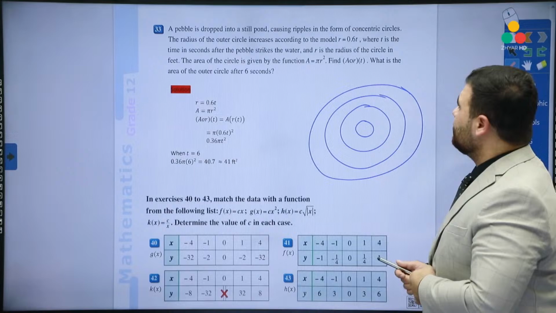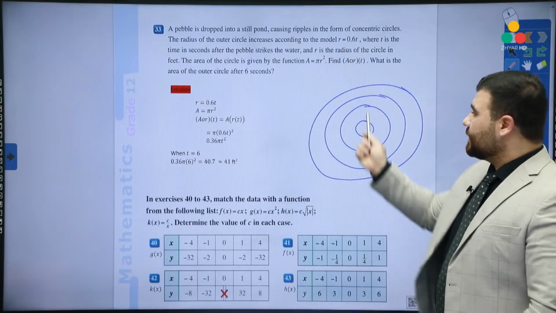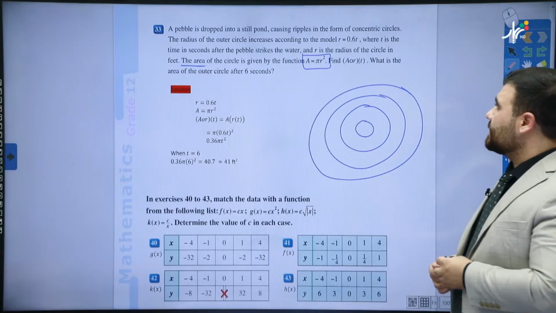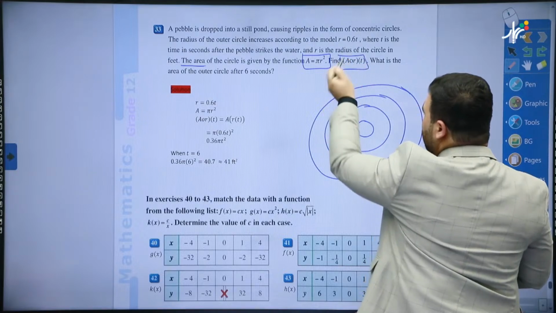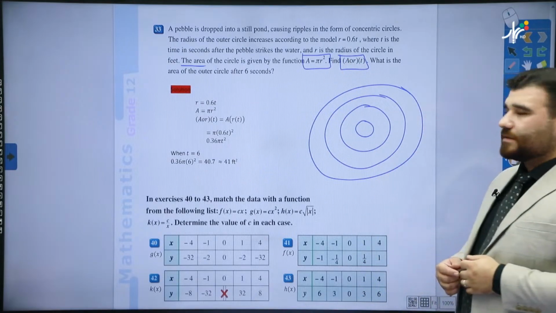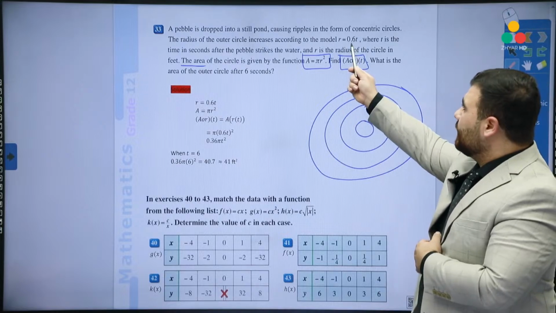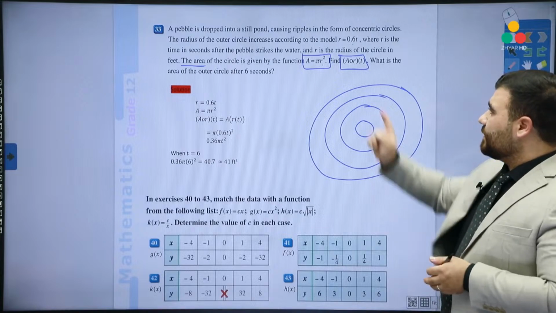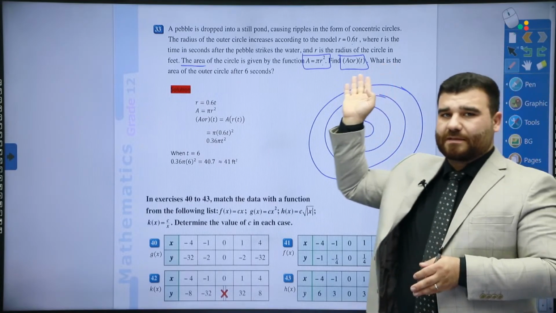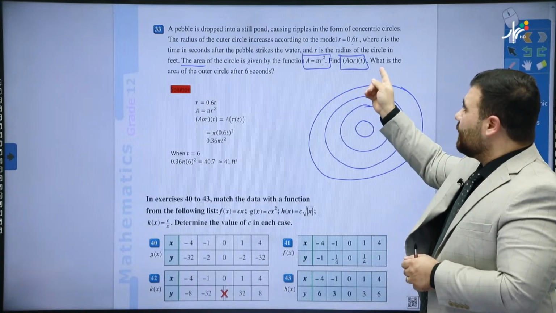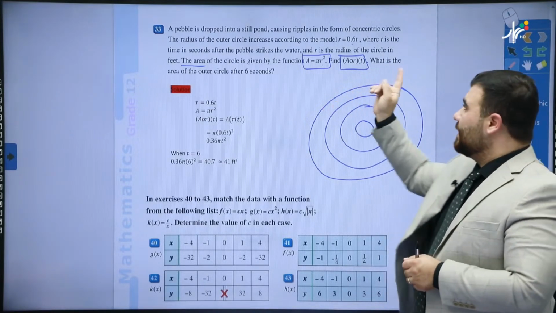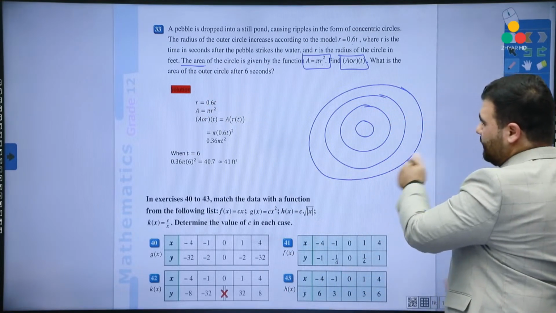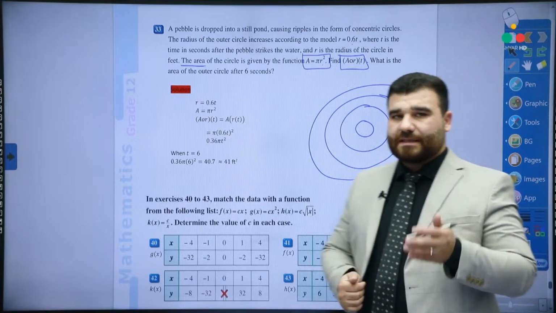Okay. A function is given representing the radius of the circles, because A, which is area, is pi r squared. The question asks to find A of r of t. This means put the function r in place of this r, then the only variable will be t. After that, look, there's a full stop. Everything has meaning. Find A of r of t, full stop. Do this first. Then, what is the area of the outer circle? This is the outer circle, the last circle, after 6 seconds.